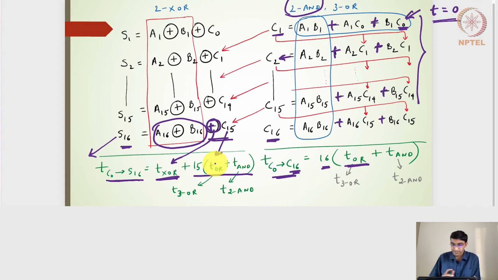So if I look into this, the delay can be expressed in terms of AND and OR gates for generating the C16 bit, or whatever the carry output bit, and for the sum bit it is nothing but 1 XOR and then the 15 T OR and AND gate. So instead of 15, we can say that for an n-bit addition it will be n minus 1 AND-OR gate delays, plus the delay of the XOR gate.